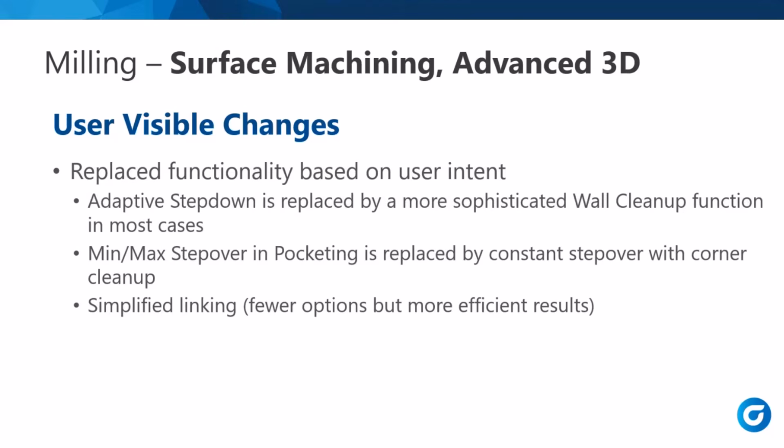Okay, adaptive step down is replaced by a more sophisticated wall cleanup function. Min-max step over and pocketing, that's constant step over. And the linking, those of you who use this know the linking in the pre-26 advanced 3D was more complicated. There was more options, and sometimes you weren't sure which option would give you what you want. So all this is going to be simplified.